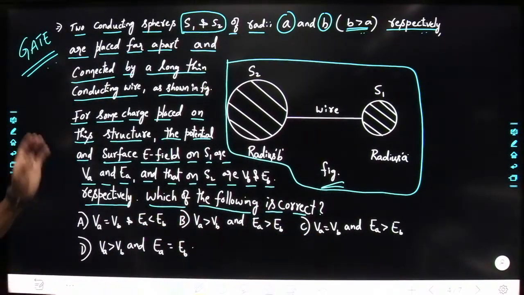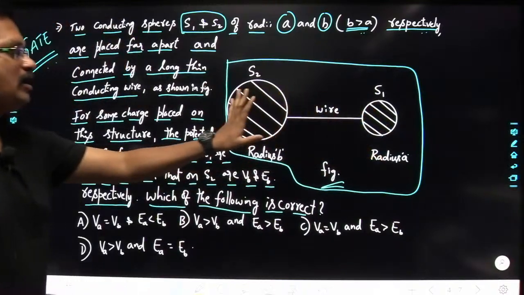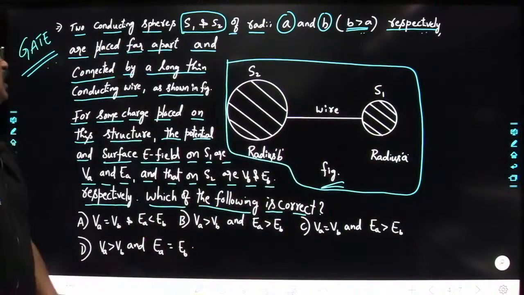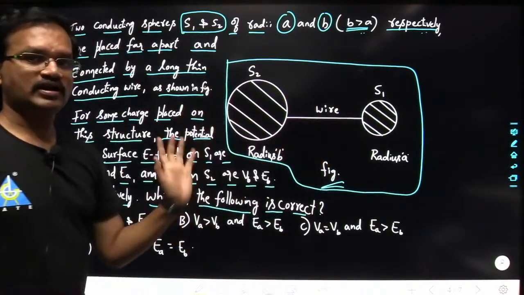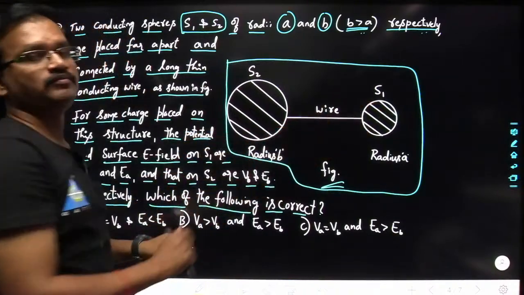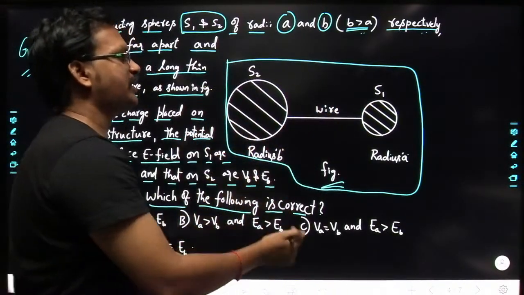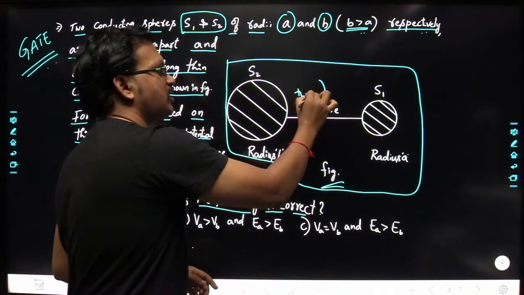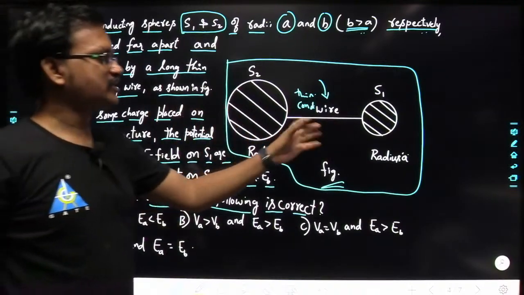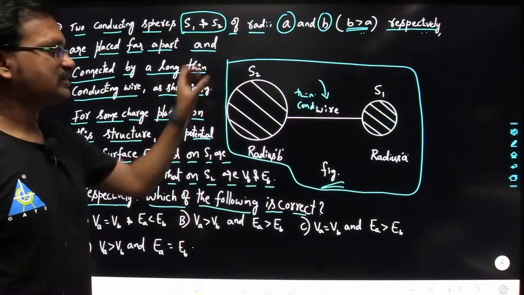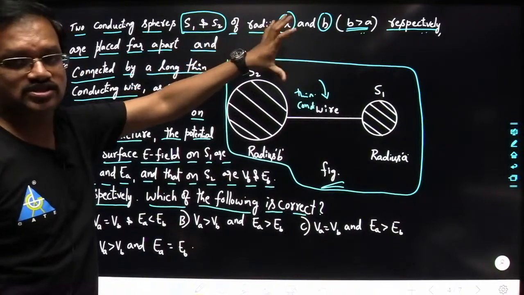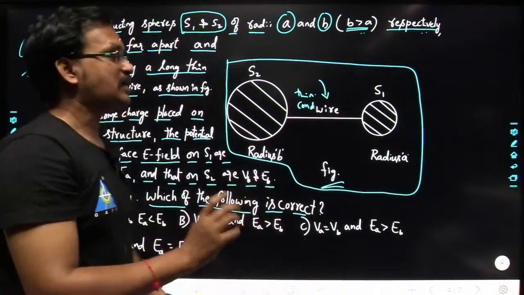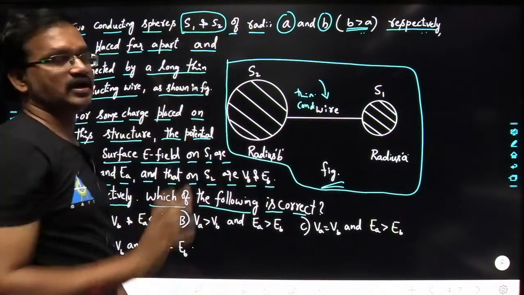Then which of the following is correct? What they have given here: two conducting spheres S1 and S2 of radii A and B, where B is greater than A, placed very far apart from one another. These two spheres are connected with a thin conducting wire. Now it has formed a single conducting system, and they have supplied some charge to this conducting system.